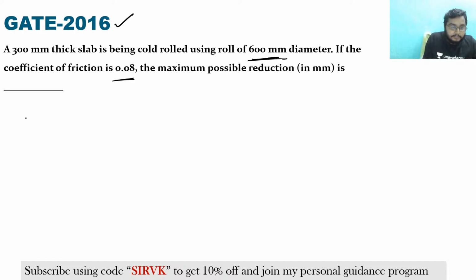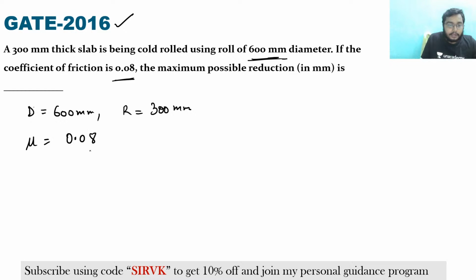So what is the radius? See here, diameter is given as 600. So what would be the radius? Radius would be 300. Very good, Balram. So radius is given as 300. Now what is the coefficient of friction? That is 0.08. Now you need to find the maximum possible reduction.